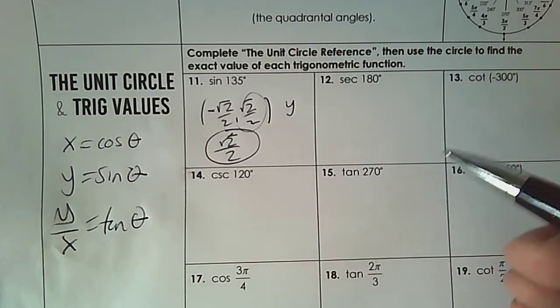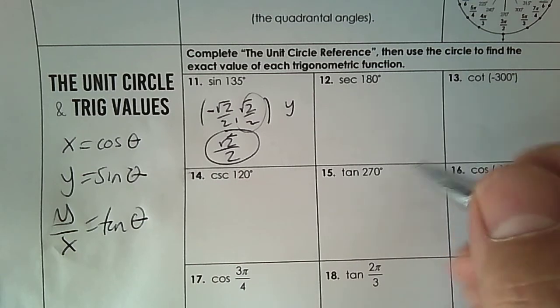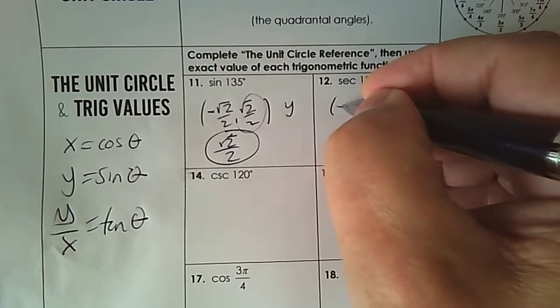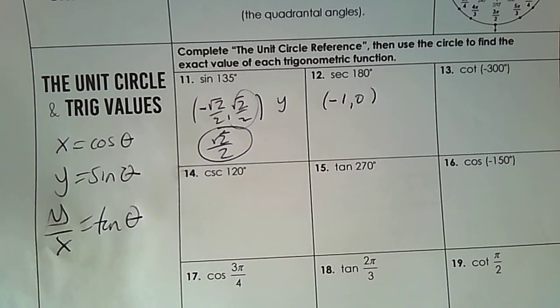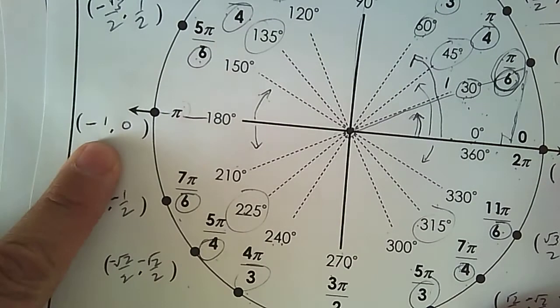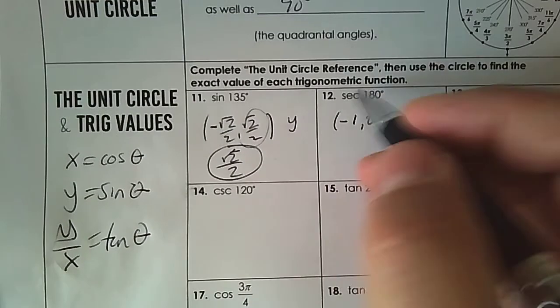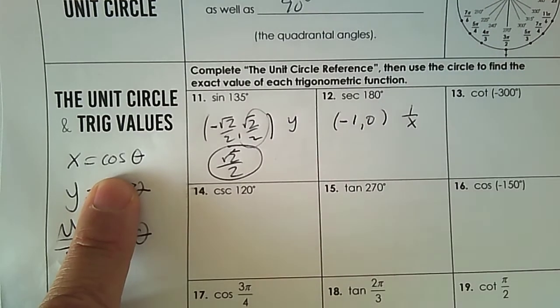180. Can you find where 180 is on your unit circle? Tell me the point at 180. When you look off the unit circle, the point at 180 is negative 1 and 0. Next, tell me the definition for secant. Well, it's the reciprocal of cosine. We just said cosine's x. So I'm looking for the x coordinate, but I'm doing the reciprocal of that.